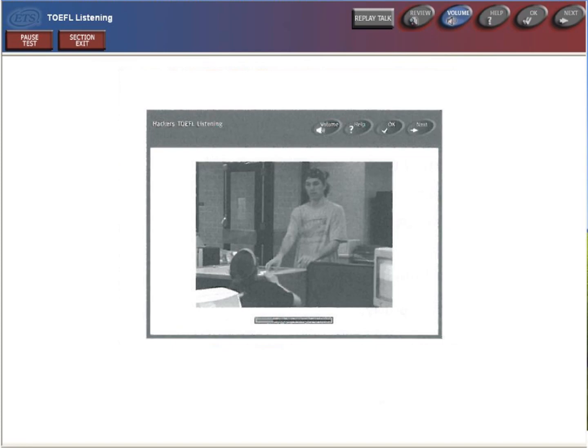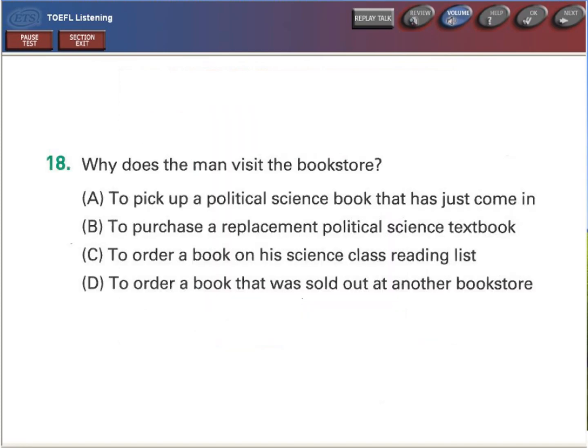Now get ready to answer the questions. You may use your notes to help you answer. 18. Why does the man visit the bookstore?